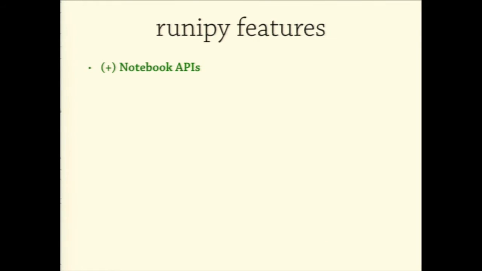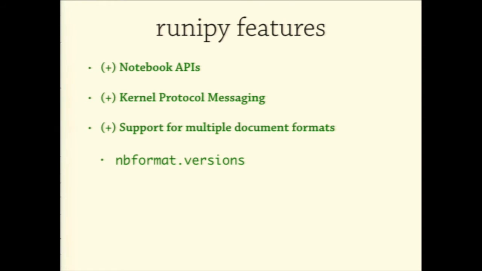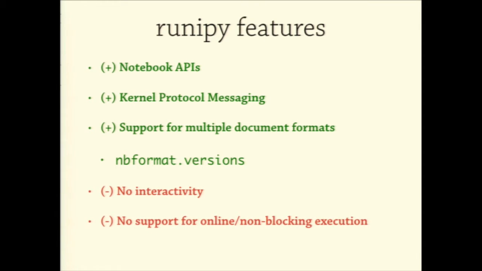I thought about it, and then I concluded that it has many advantages. The notebook APIs are a plus because it uses them. It uses the Jupyter protocol messaging, and it has support for multiple document formats, the notebook format versions I mentioned before. But again, no interactivity, no support for online execution or non-blocking execution, because it basically runs offline. And there is a characteristic which is neither pro nor con, it's just in the middle: it has no support for multiprocessing. Since it runs offline, you're not able to run multiple cells at a time, so you have to wait for each cell to be executed one after the other.